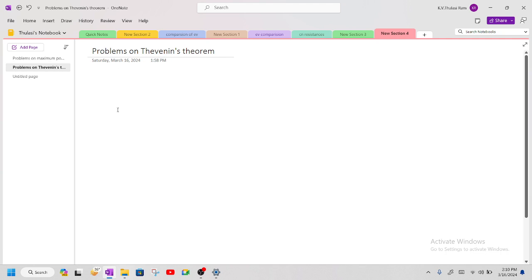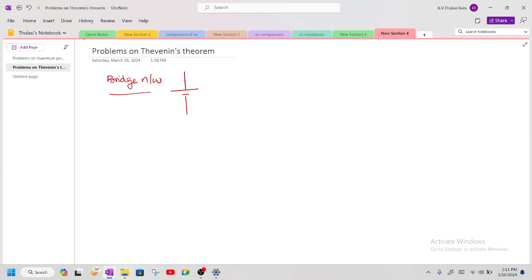Hi everyone. Today let us try to solve some problems on Thevenin's theorem. So let us try to handle one bridge network. This is the problems on bridge network. Let us try to construct our own bridge and see whether the bridge is balanced or not. In order to understand it better, I am taking one bridge network like this.